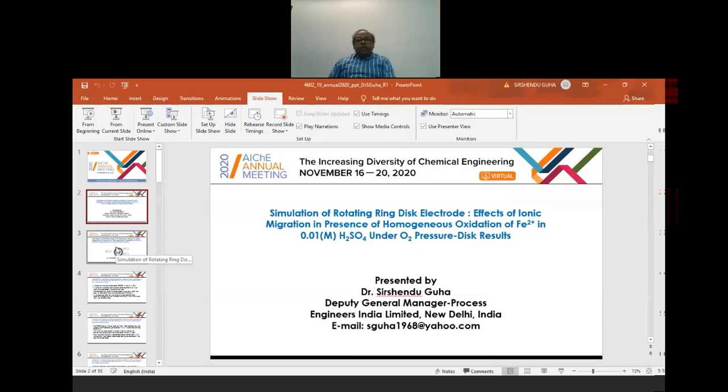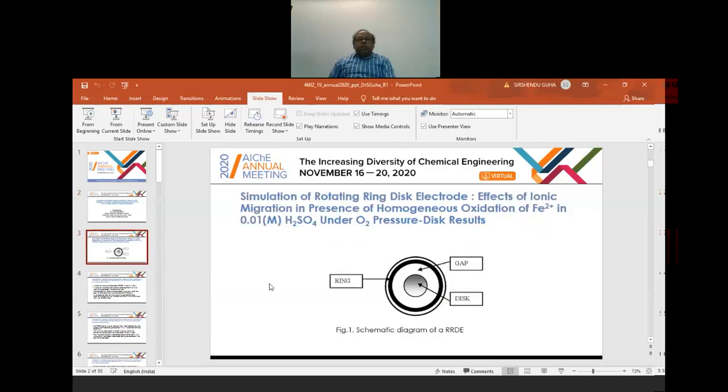Now, what is a RRDE or rotating ring disk electrode? The picture of a rotating ring disk electrode is given here. It consists of a disk, a gap, and a ring. The disk and the ring are all concentric. The gap is made of generally PTFE. The disk and the ring are made of platinum.